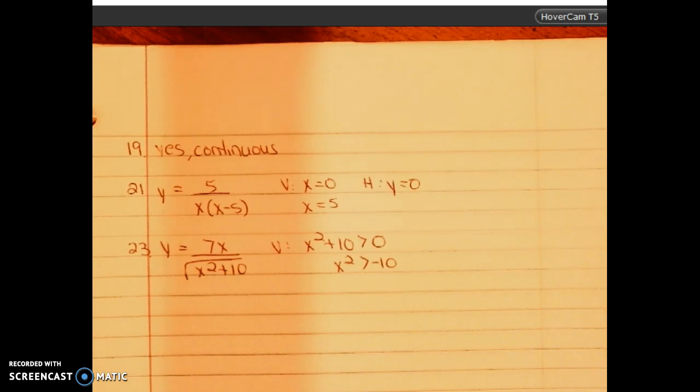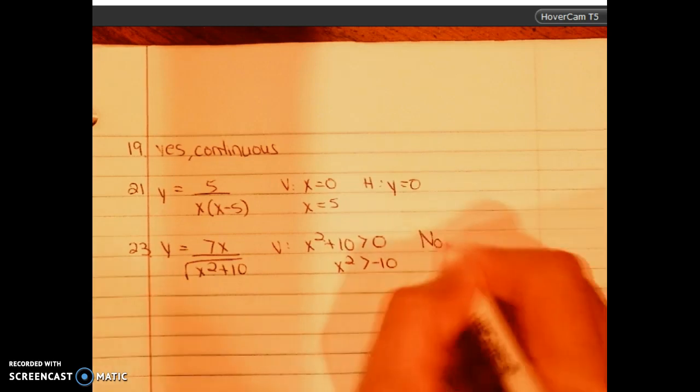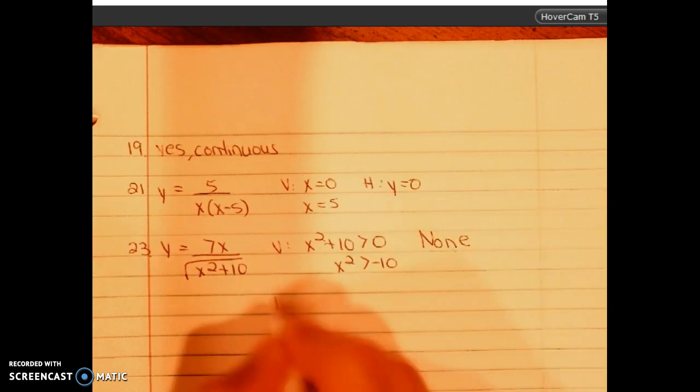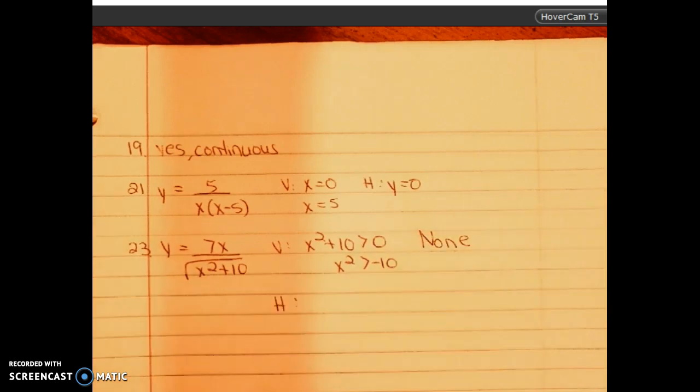So that means x can be anything I want. When I square any value and I add 10 and I can take the square root, I end up with real numbers. So there are no vertical asymptotes. Let's go take a look at the graph for the horizontal.